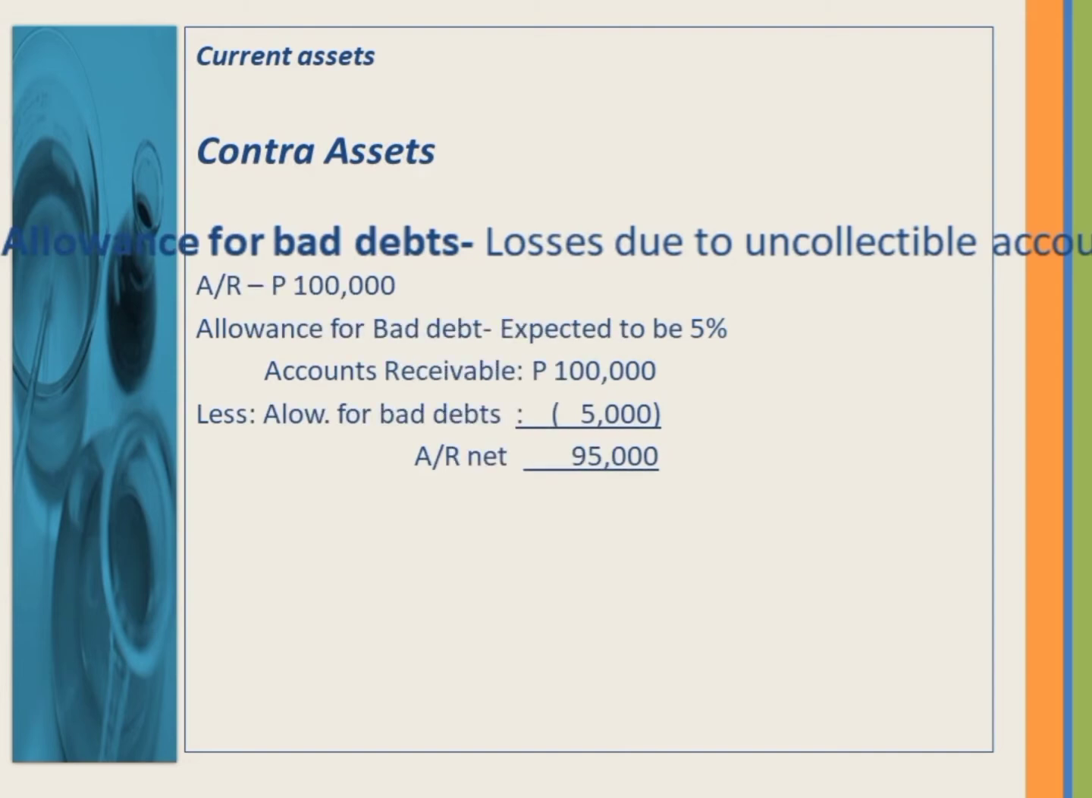This is a sample of the computation for accounts receivable. For example, 100,000 and the allowance for bad debt is expected to be 5%. So what is 5% of 100,000? 5,000. And the accounts receivable net will be 95,000.